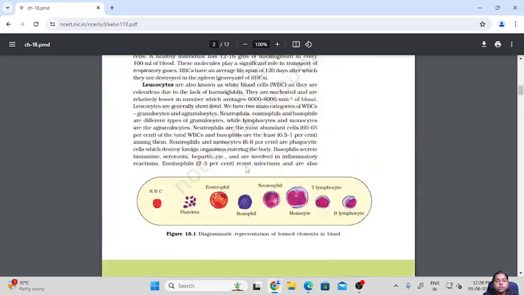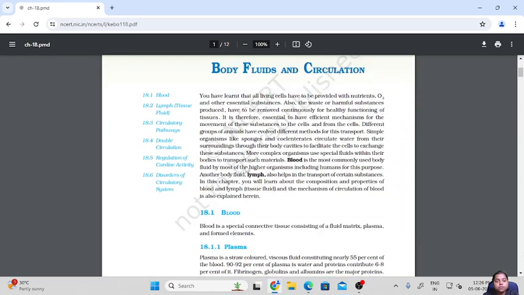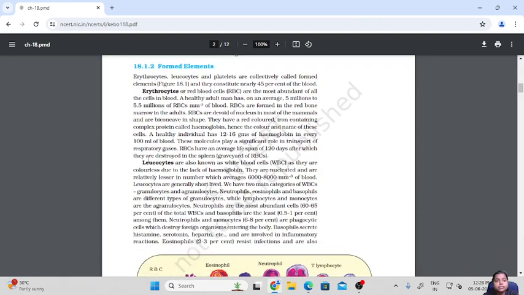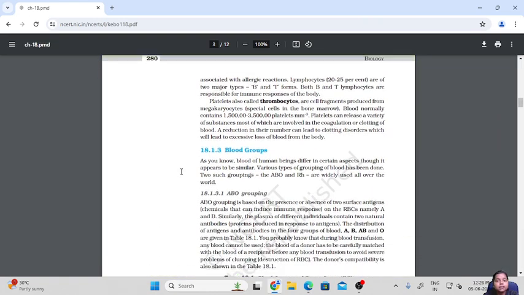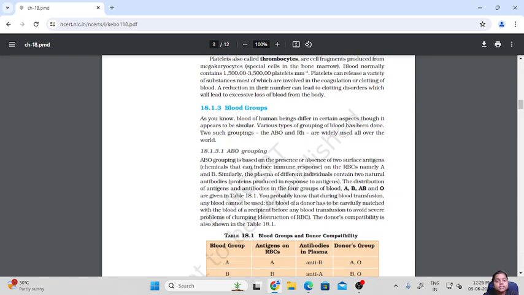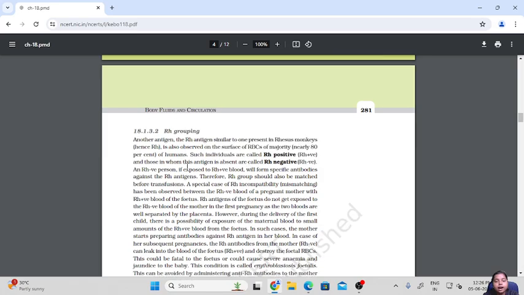So in today's video we have completed the blood, plasma, then we have seen what the formed elements are. Under that we have seen erythrocytes, leukocytes and the platelets. Then we have also seen the blood groups. In that there are two types, the ABO grouping and the Rh grouping.